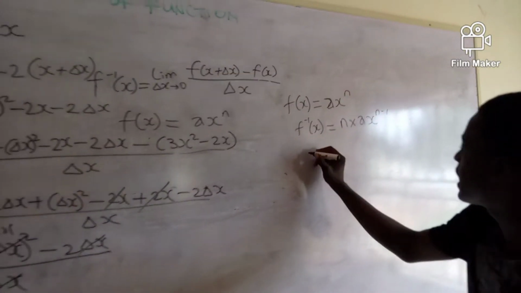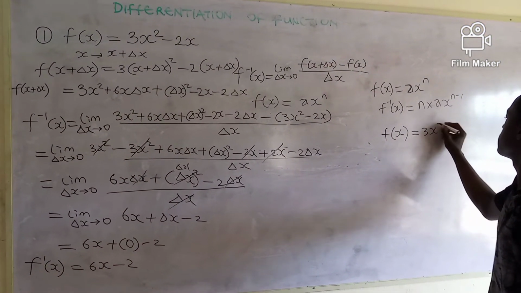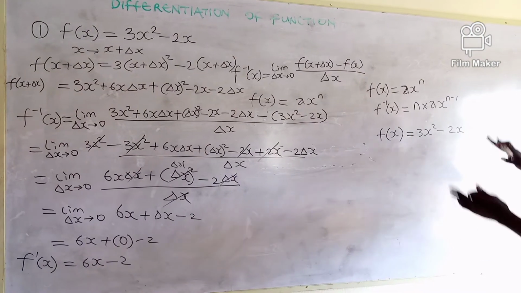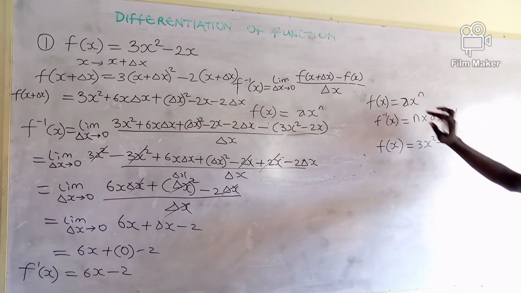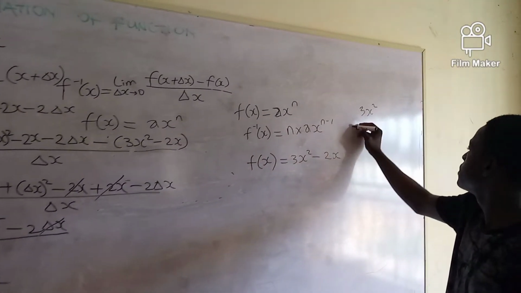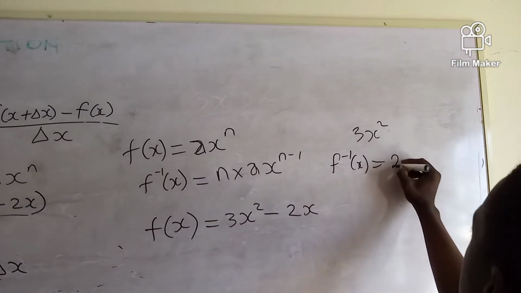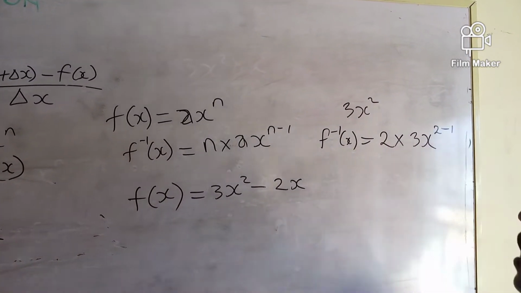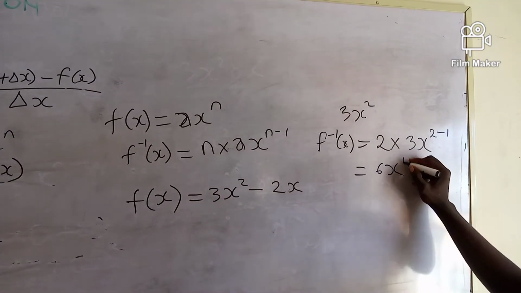Now if we are to find that function we have there, f(x) is equal to 3x squared minus 2x. Now we would use this formula to find the differentiation of each of these individual terms. We will take this, using this formula to find the differentiation. Now 3x squared, it will be our power 2 times 3x to the power of 2 minus 1. This would be equal to 6x raised to the power of 1.